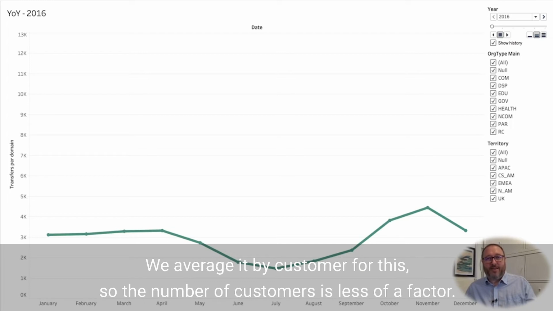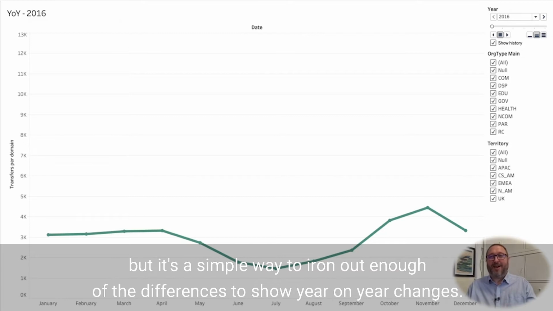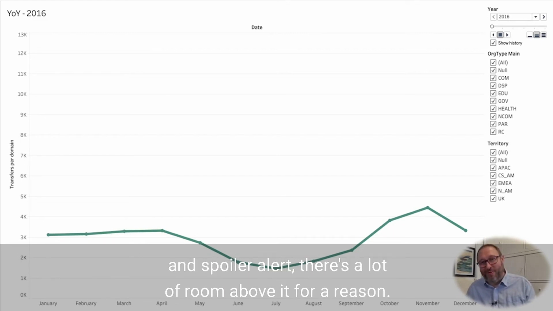Now we average it by customer for this, so that the number of customers is less of a factor. It's not perfect as it depends a little on the sizes of the customers that come on board in any given year, but it's a simple way to iron out enough of the differences to show year-on-year changes. And this is the line for 2016, and spoiler alert, there's a lot of room above it for a reason.